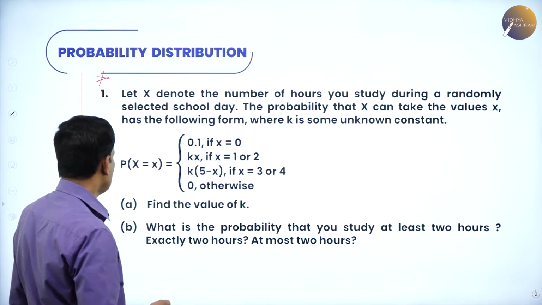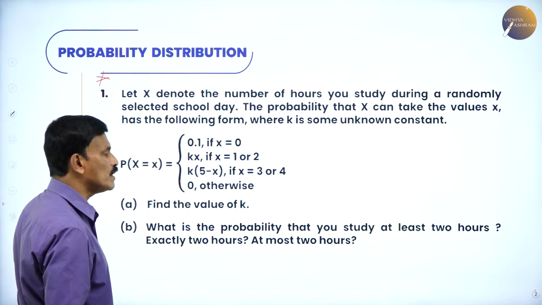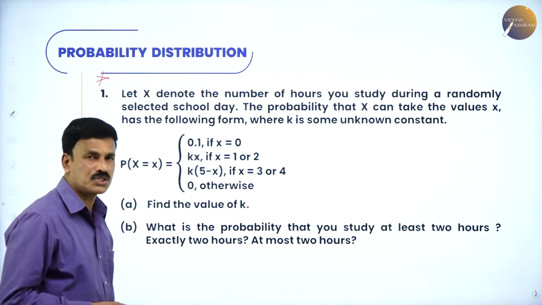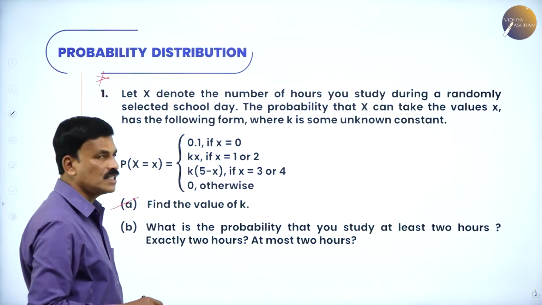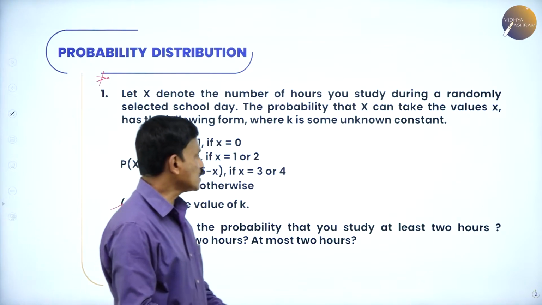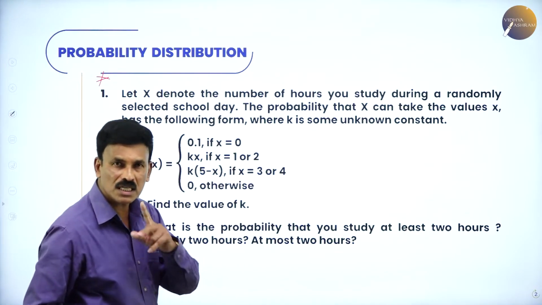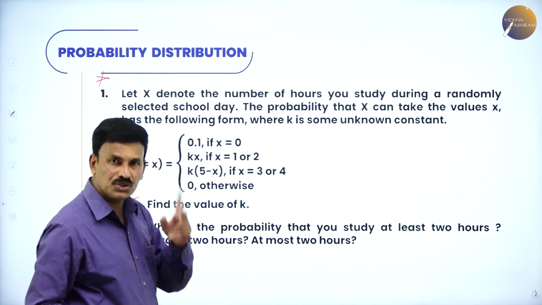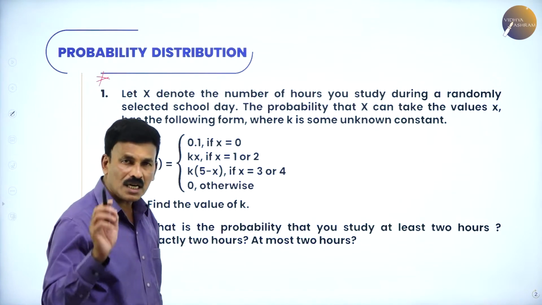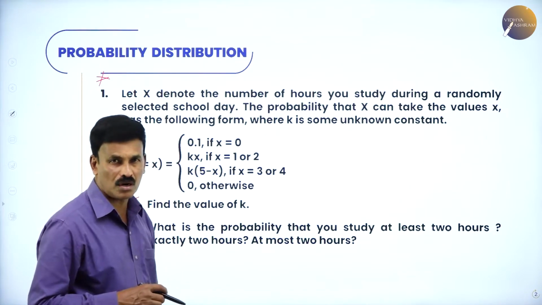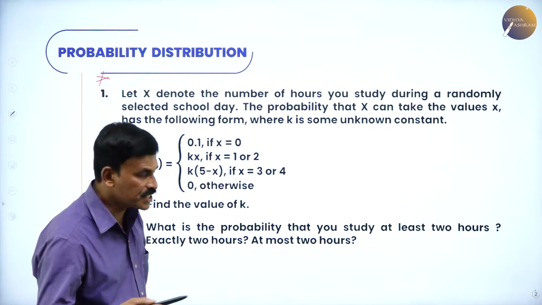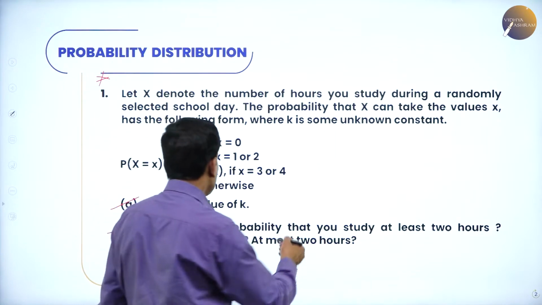Now find the value of k, and what is the probability that you study at least 2 hours, exactly 2 hours, at the most 2 hours. Here, what is required is to find the value of k first. Next, the second condition is the probability that you study at least 2 hours, exactly 2 hours, and the third condition at most 2 hours. That is the given condition. Now let us write the probability distribution first.